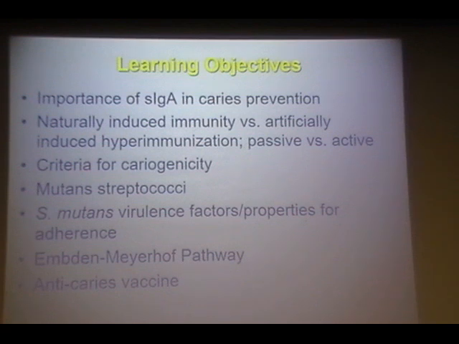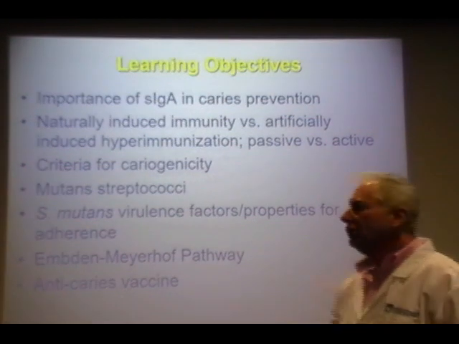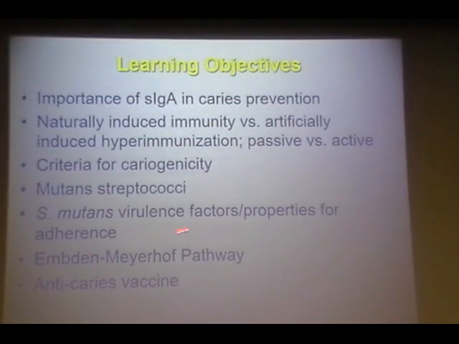What are the criteria for cariogenicity? How do you call an organism, a bacterium, cariogenic? What are the criteria for calling them that? The umbrella family of mutans streptococci, in which strep mutans is one of the members. Strep mutans, virulence factors, and properties for adherence. We're going to talk about some of those virulence factors.